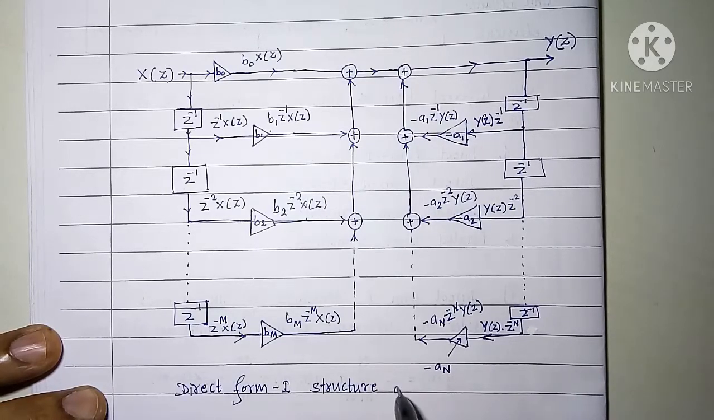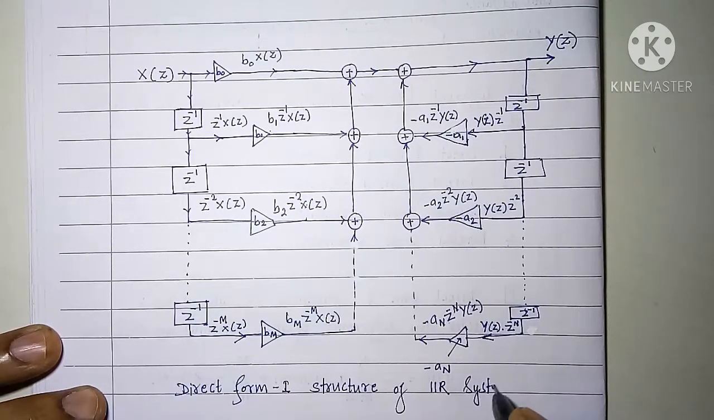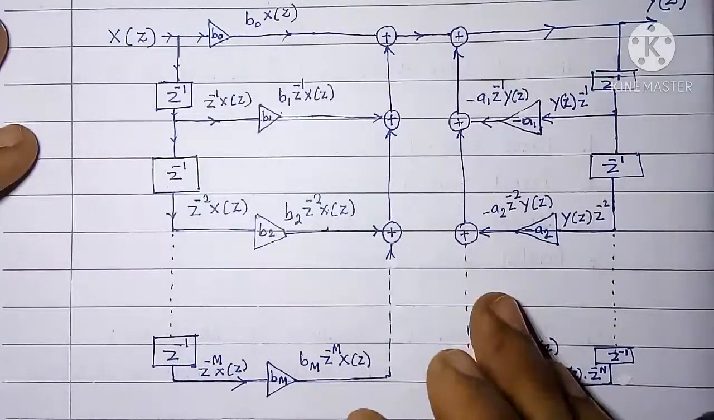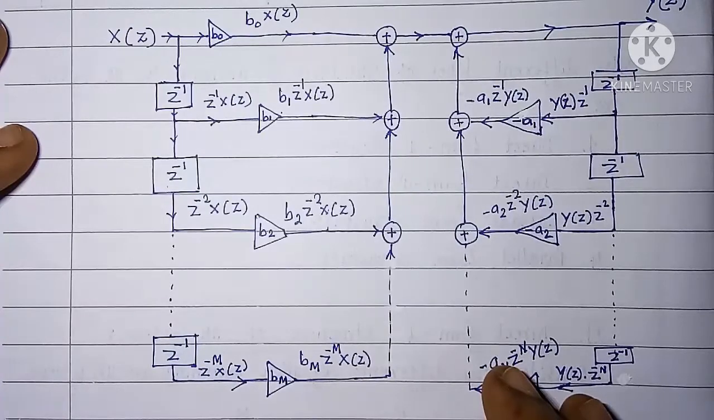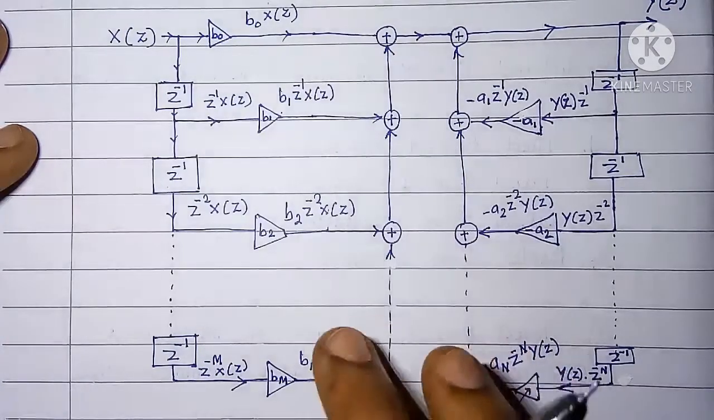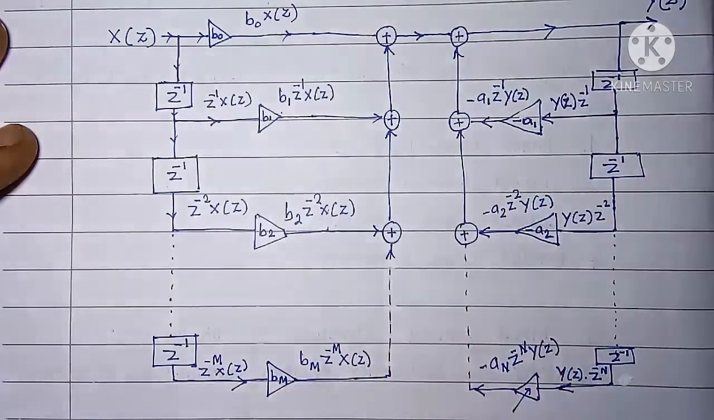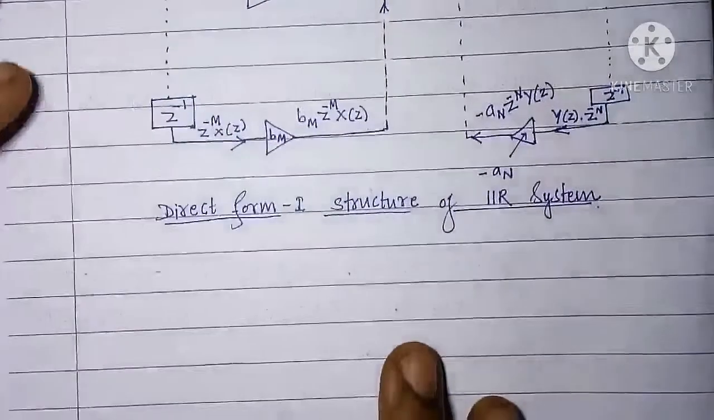Structure of IIR system. In this structure we are having m plus n plus 1 multiplications, m plus n additions and m plus n delays. This point we will note here.